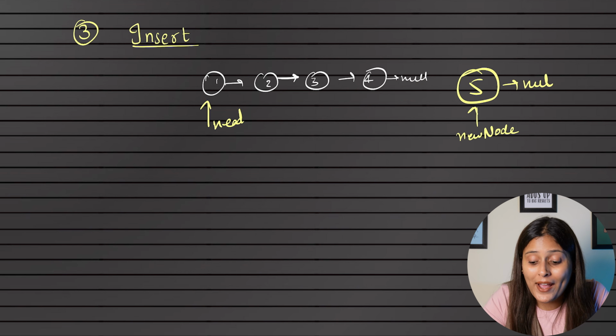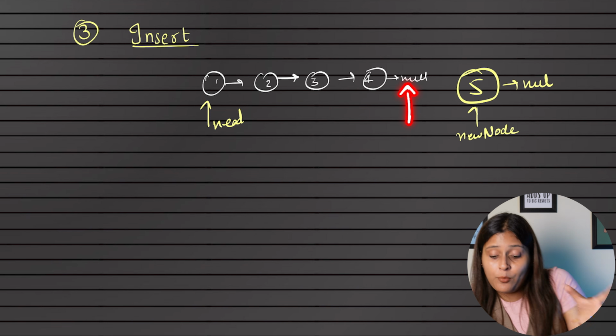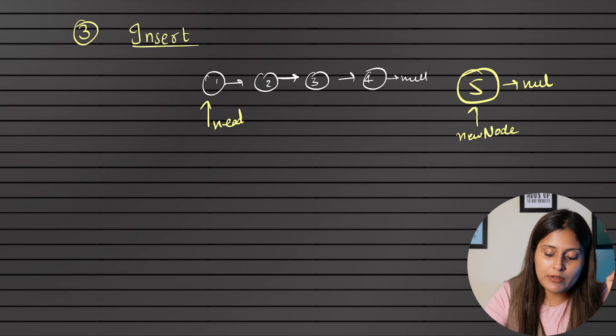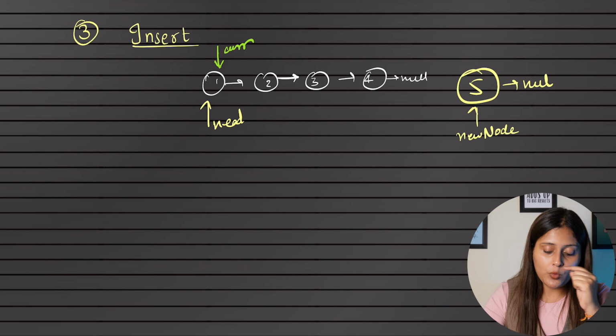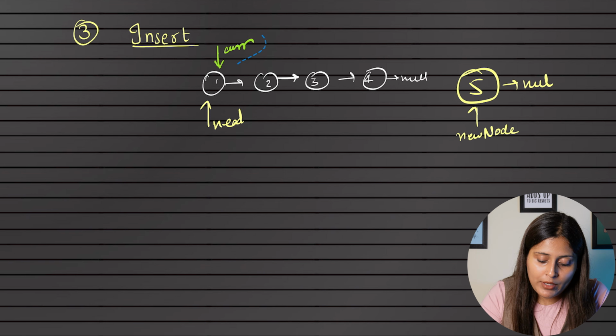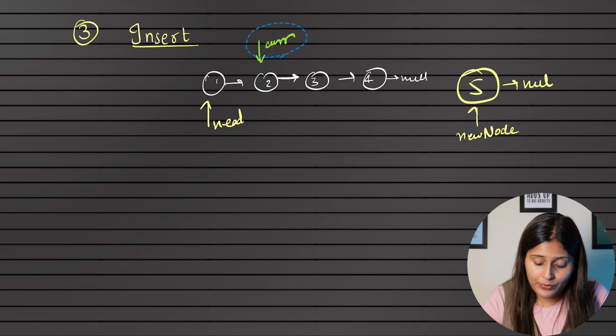Can I say that? Why not, the head pointer moves? First point is we cannot move head. Okay, so we will make an alias, let's say current, and we'll move this current. Now current is here, we want to insert at the last, right? So we'll move this current to 2.